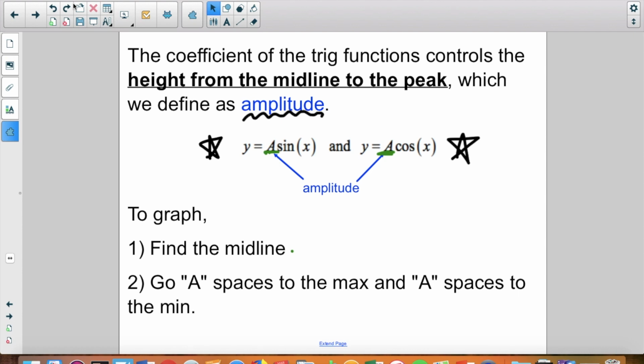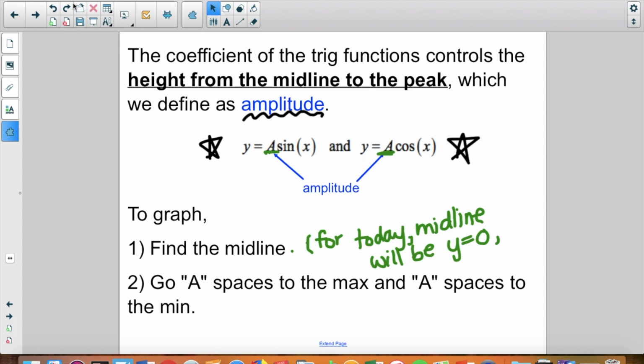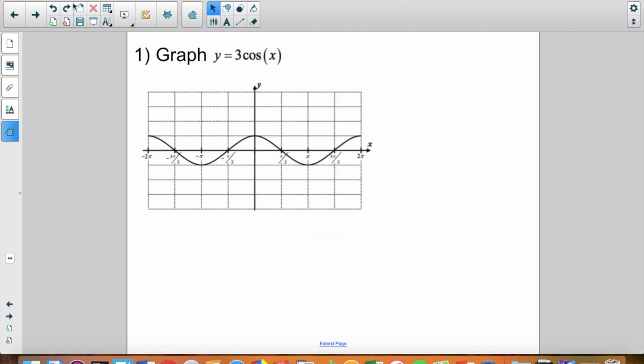Now, for today, our midline will be at y equals 0, which is your x-axis. That is going to be changing in another lesson, but just for today, that's going to be our midline. Now, after you have your midline, you go a spaces to the max and a spaces to the min. I'm going to show you exactly what that means.